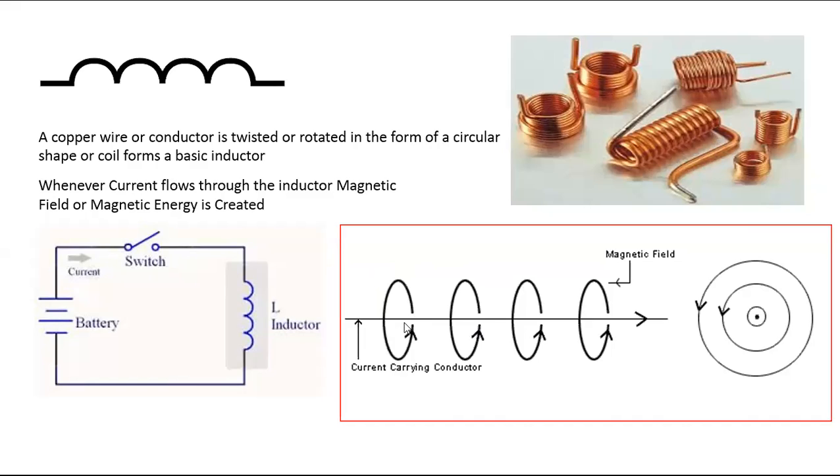So that's why all the textbooks, all the authors, scientists, they represent the magnetic field in this manner, circle shape. Okay. Now, slowly I will show you the real diagram. So this is the real picture of the copper. You can purchase the copper.